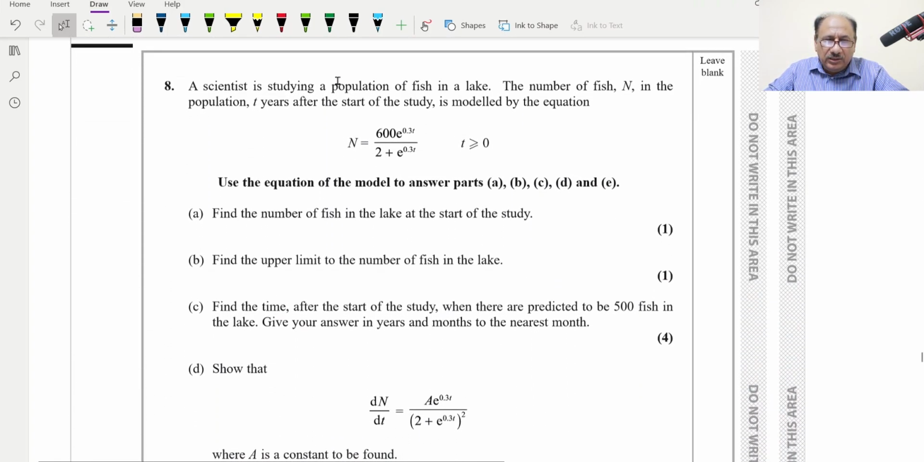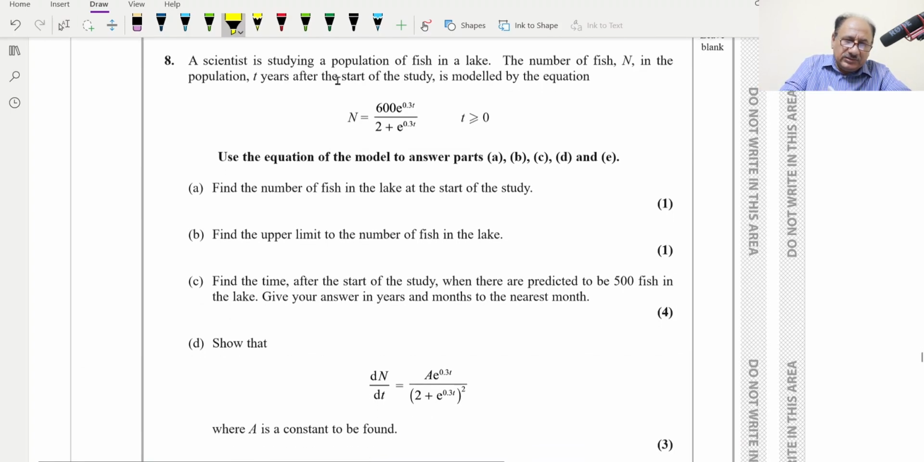Now question number 8. Question number 8 says a scientist is studying a population of fish in a lake. The number of fish n in the population t years after the start of the study is modeled by the equation. This is the equation, and t is greater than or equal to 0. Part a, find the number of fish in the lake at the start of the study. So we need to find it at the start of the study.